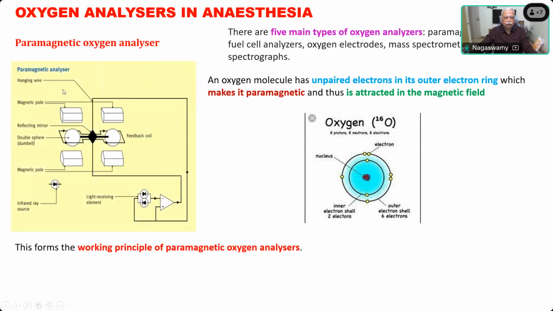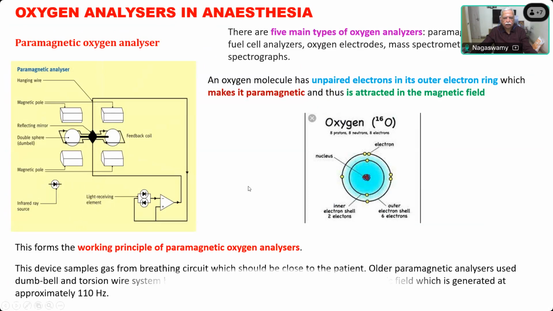And this is the circuit diagram, how it works, how the magnetic field is created by the magnets that are there, and how the source of light and receiving element are arranged. The device samples gases from the breathing circuit, taken close to the patient. The older machines used to have a dumbbell shape in a torsion wire system, but the new analyzers have a switched electromagnetic field which generates approximately 110 Hertz.